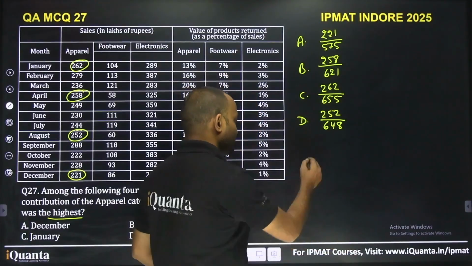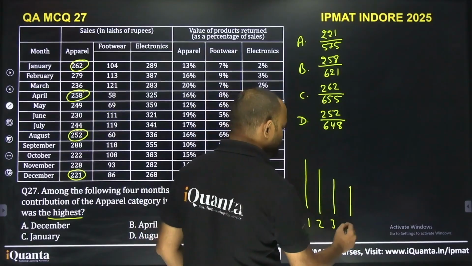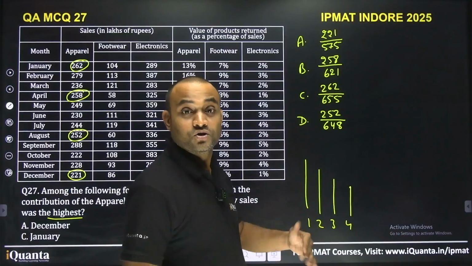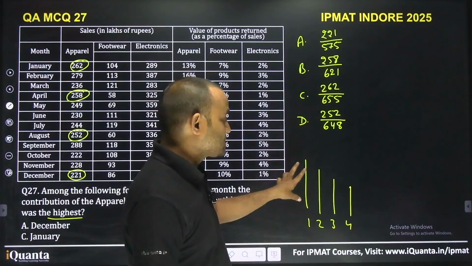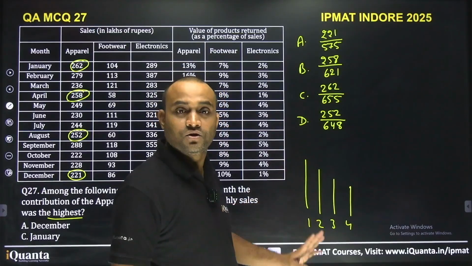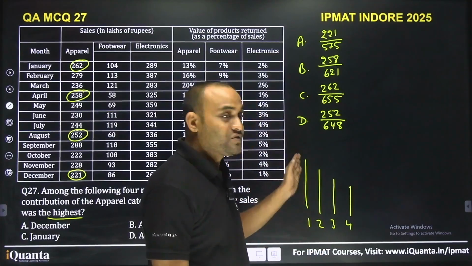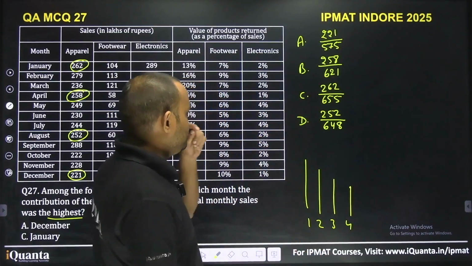Now, if I ask you 1, 2, 3, 4, which one of these lines is longest? You can say very easily that it is the first one. But do you know the length of this line? No. Or any of these lines? No. But we can compare and say that the length of the first line is the highest. So that is what we are going to do.